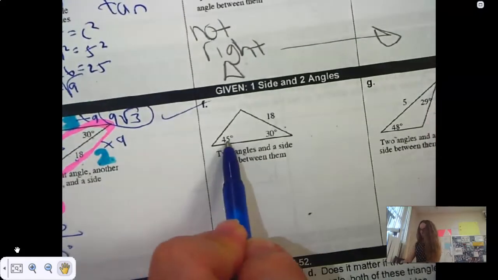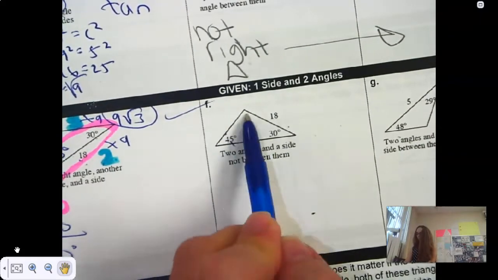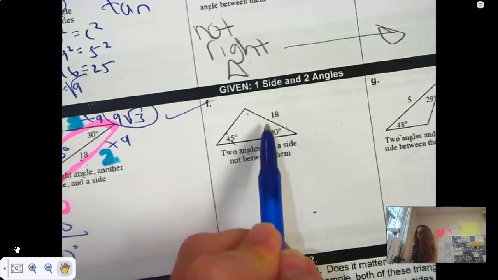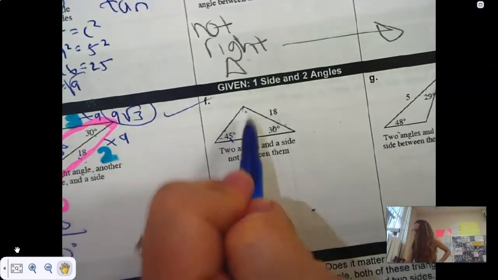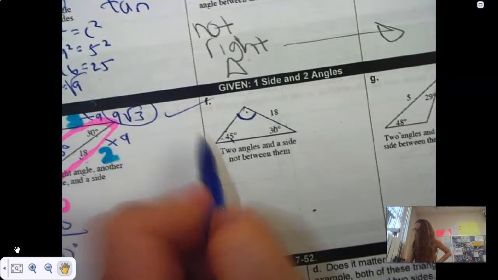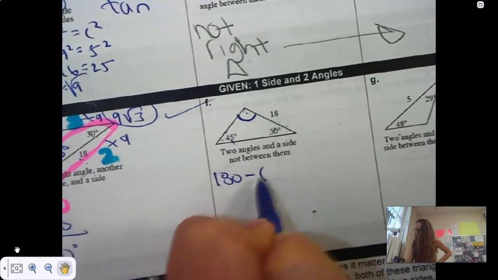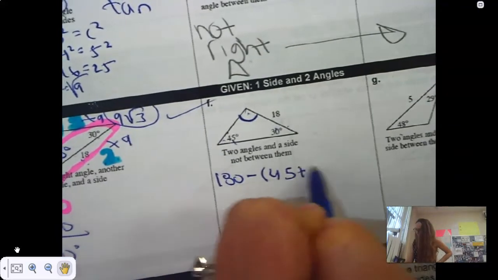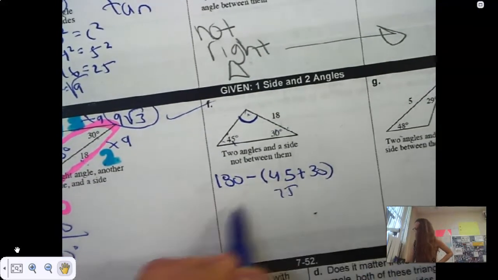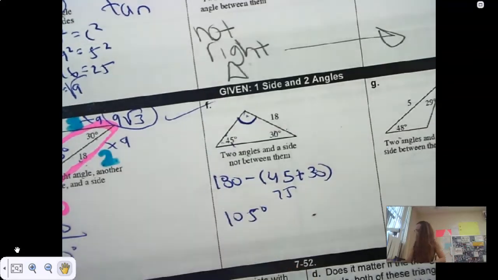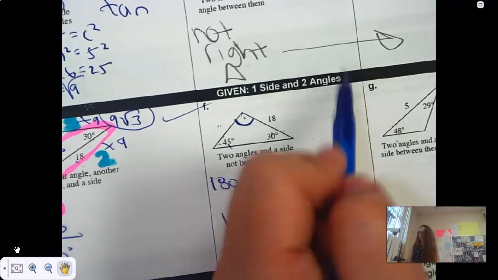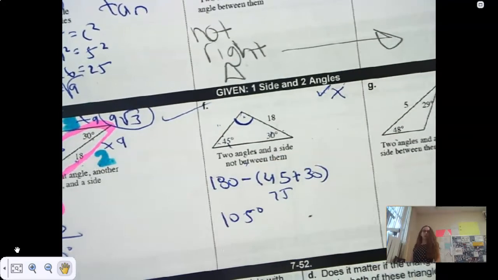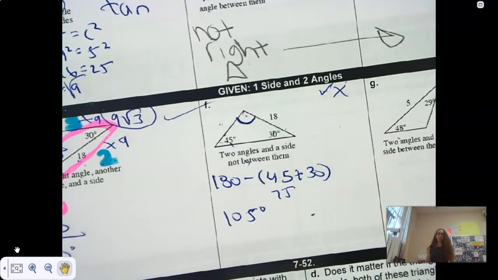What about this one? I have a 45, and there's a 45, 45, 90, and there's a 30, 60, 90. Okay, well, can I find anything else? Oh, actually I could. I could find this angle by going 180 degrees minus 45 plus 30, which is 75. So I know that side is 105. But could I find these two angles? No. So I could find one more angle, but I can't find the sides.